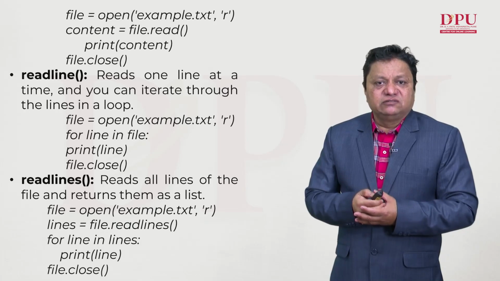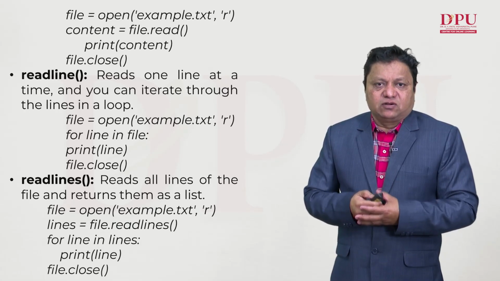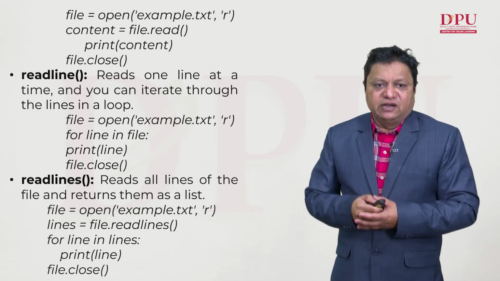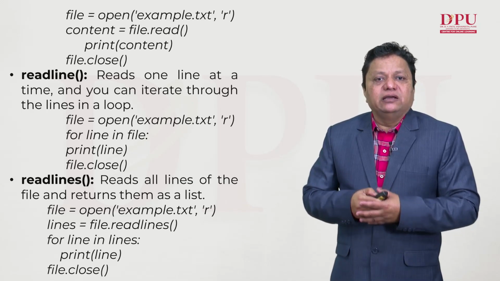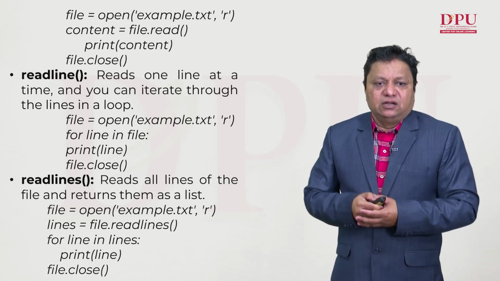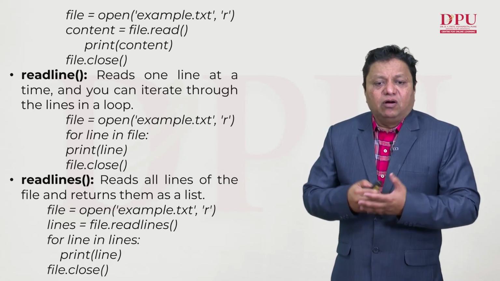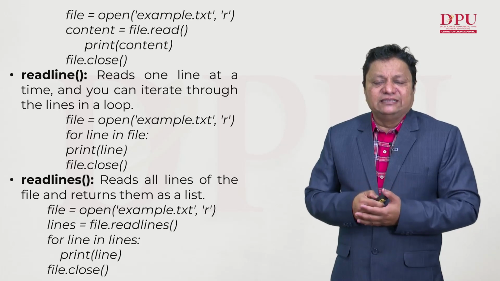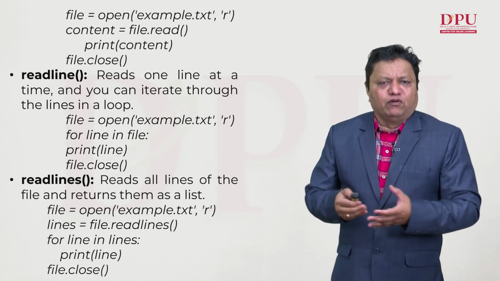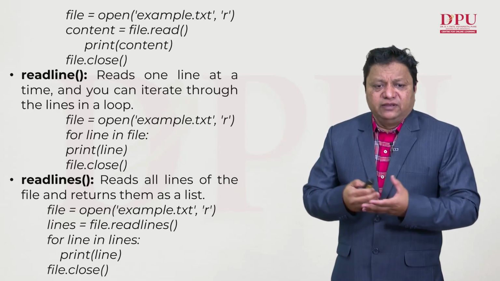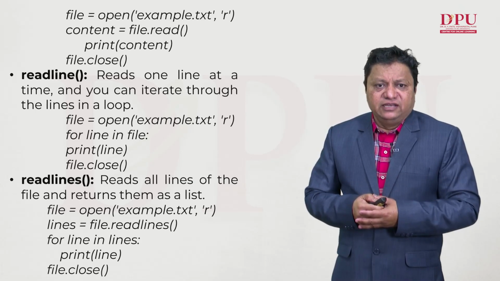After that, I have finished reading, then I have to close the file by using its object called file.close in this example. So, readline reads one line at a time and you can iterate through the lines in a loop. If you want to read all the lines of the file and return them as a single list, then I can use readlines as well. The code for both readline and reading the entire file is given in the slide as well.